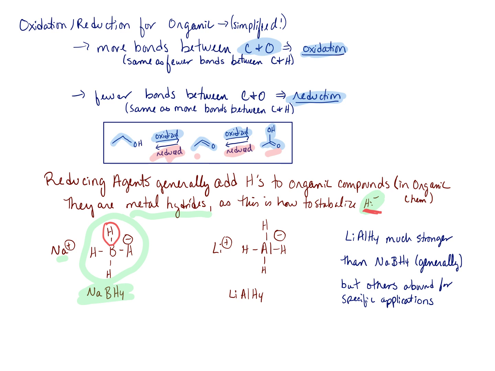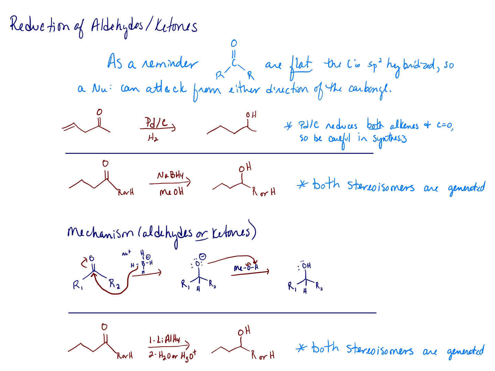Lithium aluminum hydride is stronger. So this is a stronger, more reactive hydride. It can do things that the NaBH4 cannot. And there are lots of other types of reactions out there that we use specialized hydrides for, but these are two of the main guys. So again, with the lithium aluminum hydride, you could have one of these hydrogens come off as that H minus, and you still have that Li plus. Okay, so let's look at it.